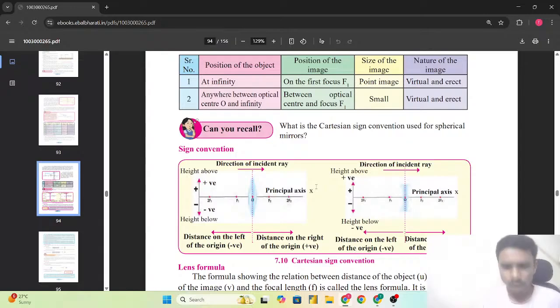That is the sign convention which we use for plotting the ray diagrams and to do the further calculations regarding that.